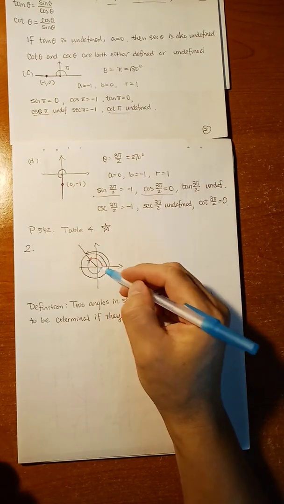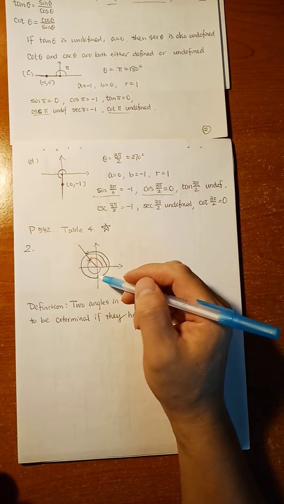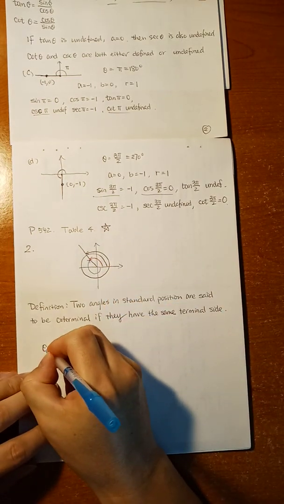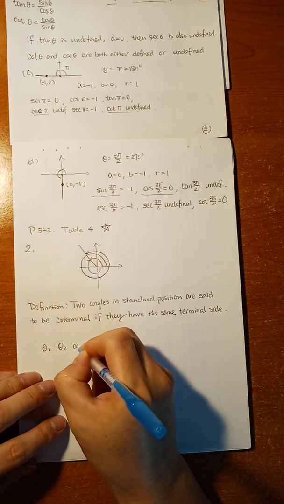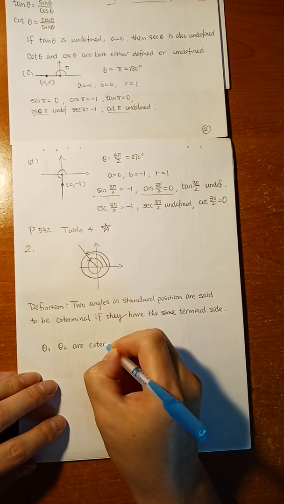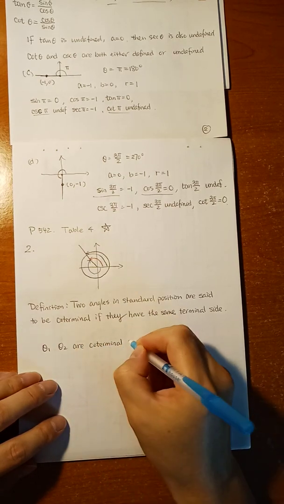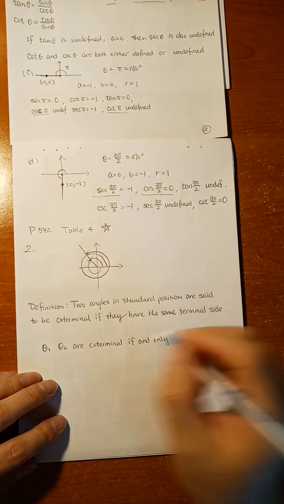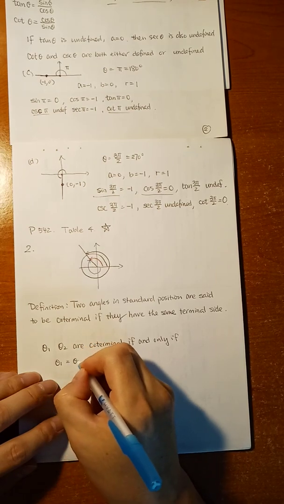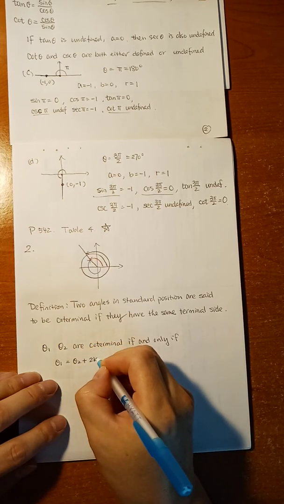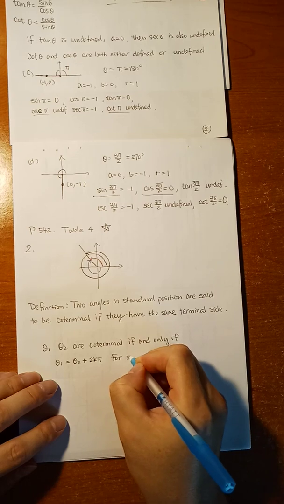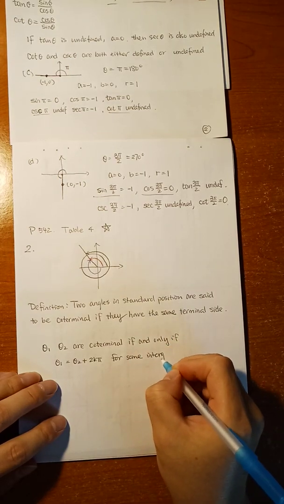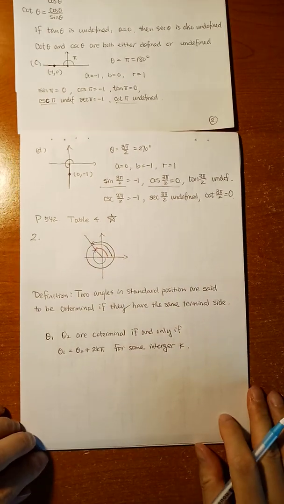If they are coterminal, you will see that theta 1 and theta 2 are coterminal if and only if theta 1 is equal to theta 2 plus 2k pi for some integer k. For some integer k. How?